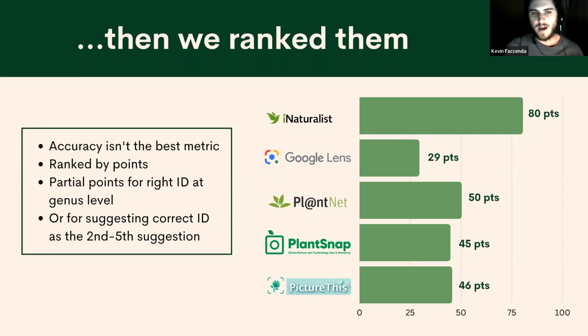For points, we also gave partial points if you got the right genus of plants. So if it suggested a very close member, we gave it partial credit because it would still help you a little bit to identify it if it gives you a really close ID. So next slide.